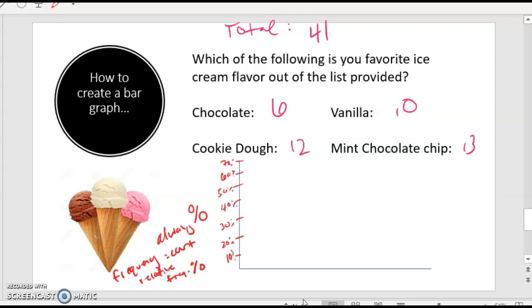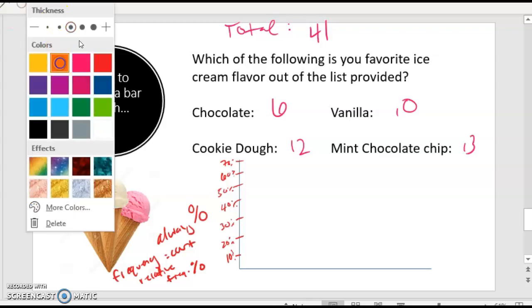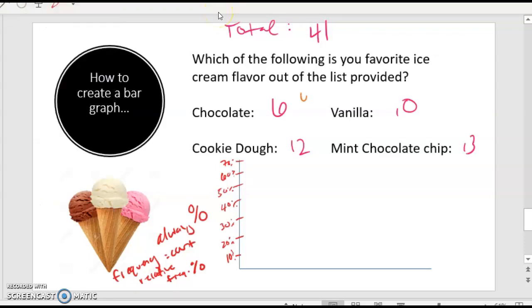And I'm going to calculate the percents of every single outcome. So 6 out of 41 is 14.6%. And when I make my graph on the bottom, I've got the label of frequency, that's important. And then I also want to label ice cream flavors because that's what I'm talking about on the bottom.